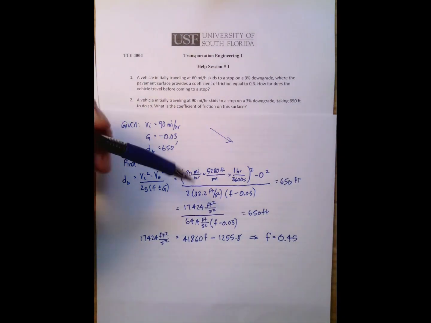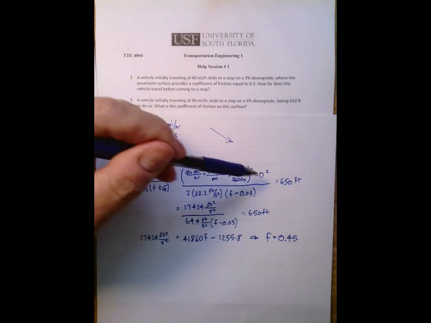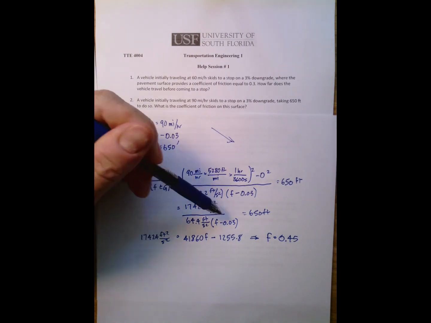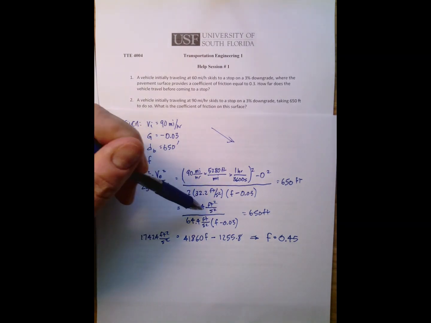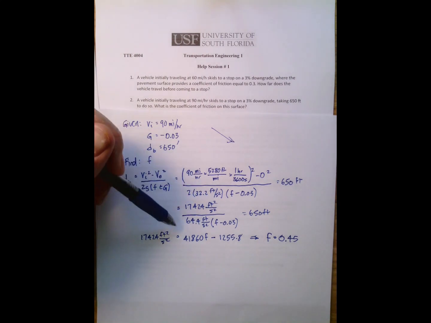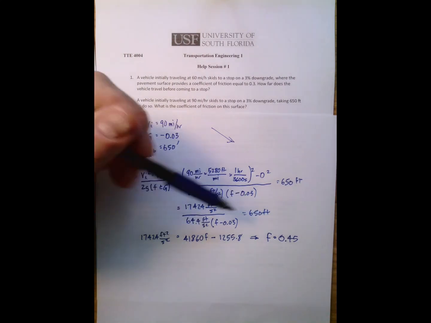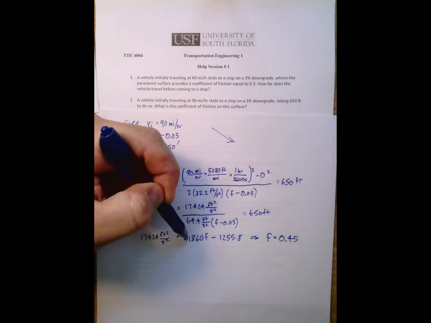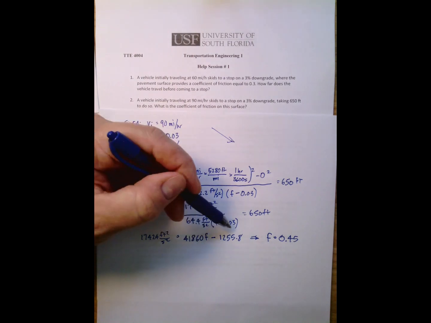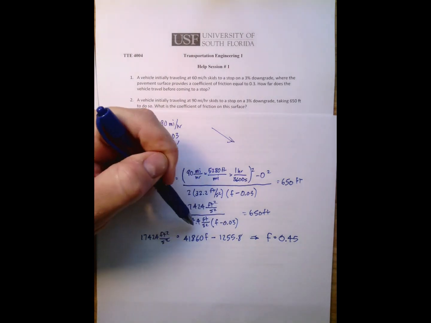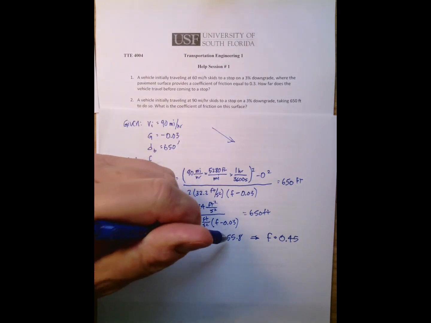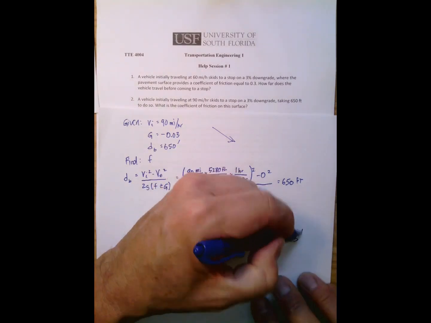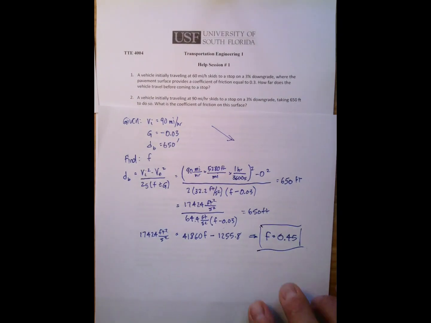As you can see here, I've equated the formula to 650 feet, which was the distance that the vehicle took to stop. I just multiplied through in the numerator, 17,424 feet squared per second squared. I multiplied through in the denominator. Then I cross multiplied, so 17,424 feet squared per second squared equals 41,860 times f minus 1255.8. That's a constant, so we can bring this to the other side and divide both sides by 41,860. In this case, for problem 2, the friction factor is equal to 0.45.